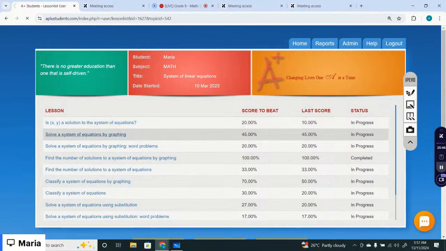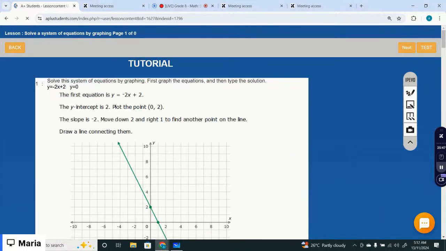Solve a system of equations by graphing. Solve the system of equations by graphing. The first equation is y equals negative 2x plus 2. The y-intercept is 2. Plot the point 0, 2.